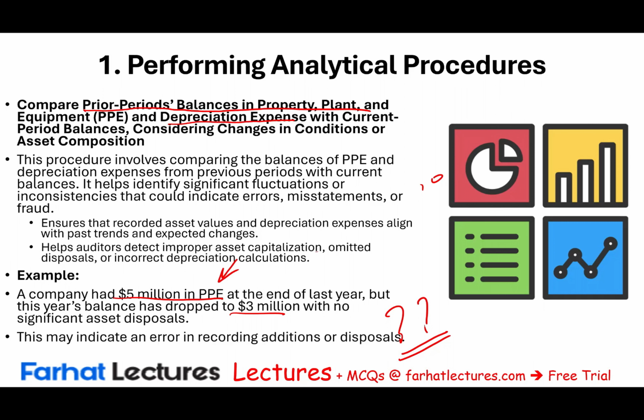So that's one thing we can look at. So this may indicate an error in recording addition or disposal. There's something wrong. We need to take a look at what's happening. Obviously, it went down. Well, did it go down? Did we dispose of $2 million of assets? What happened? Did we write them down? Is there any impairment? Looking at these records, it will help us start our audit procedures.